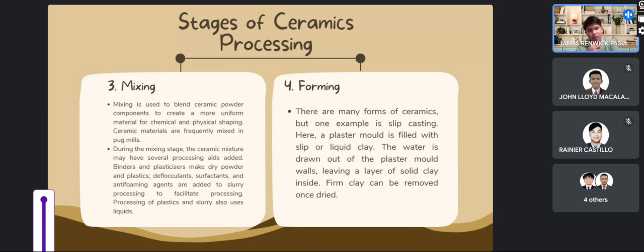These techniques rely on organic additions to the ceramic mix to shape the material into the desired form. The specific forming technique depends on the ceramic product's manufacturing type and application. Next slide, please.